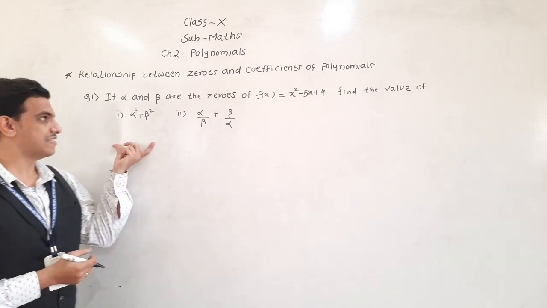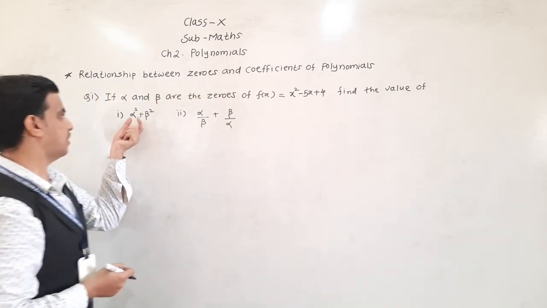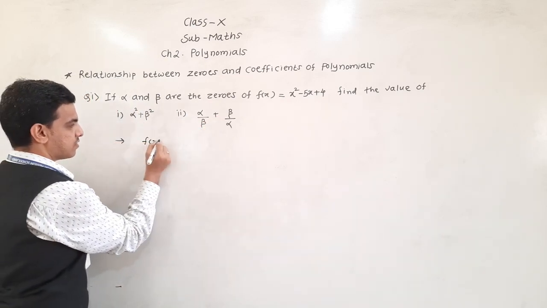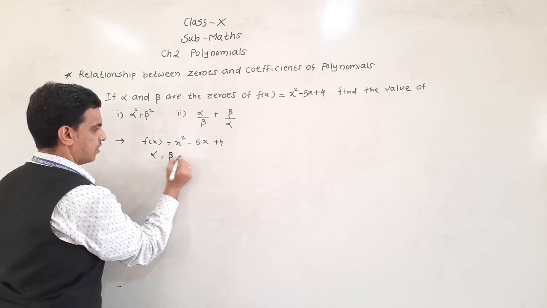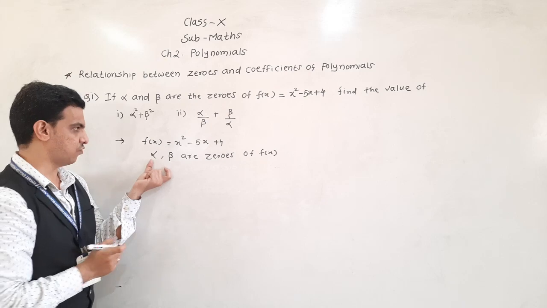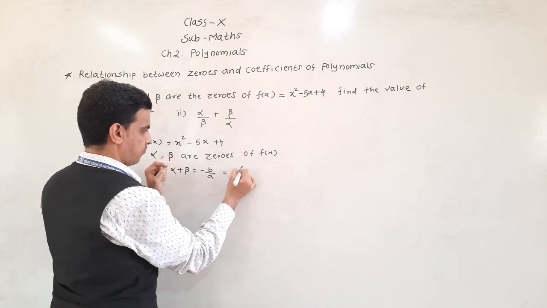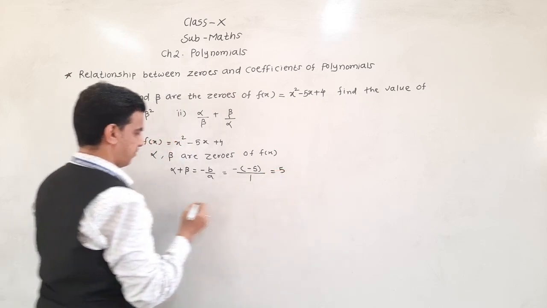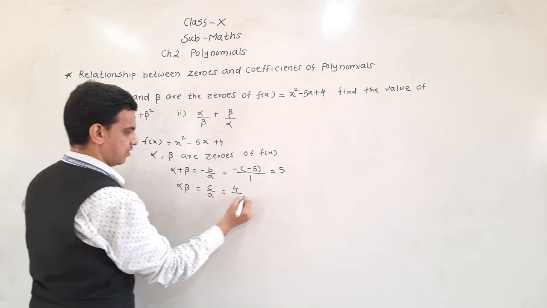Now we will take one example. If alpha and beta are the zeros of the polynomial x² minus 5x plus 4, find the value of alpha square plus beta square and alpha by beta plus beta by alpha. Here the quadratic polynomial is x² minus 5x plus 4, and alpha and beta are zeros of f(x). Therefore alpha plus beta is equal to minus b by a. The value of b is minus 5 and a is 1, so it is 5. Alpha into beta is c by a, c is 4 and a is 1, so that is 4.